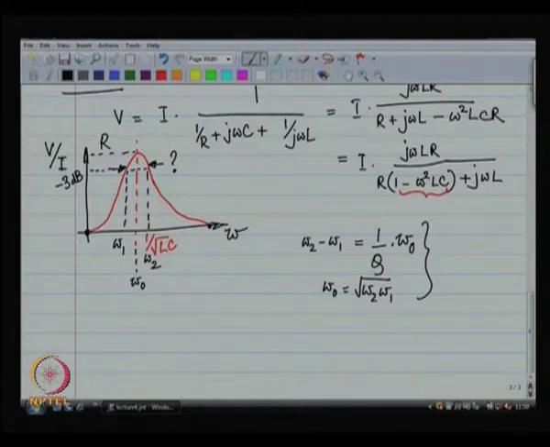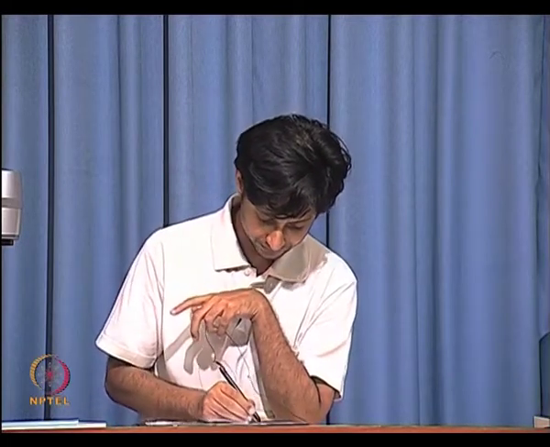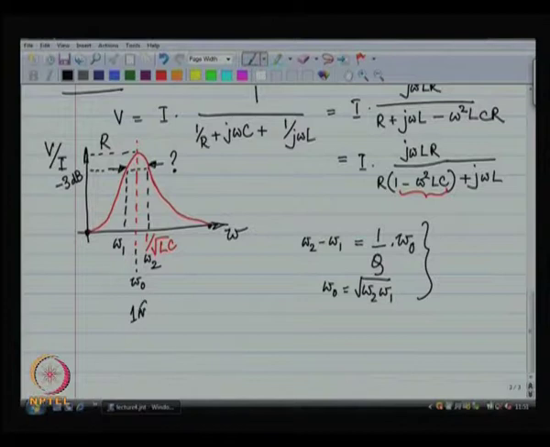What does this mean for us? This means that as I increase Q, the response of my circuit becomes sharper and sharper around the resonant frequency. So, if I have a Q of 100 at a frequency of 1 gigahertz, then the bandwidth is going to be 10 megahertz.